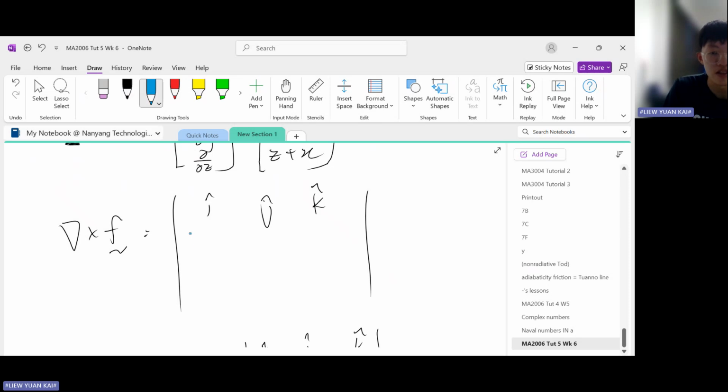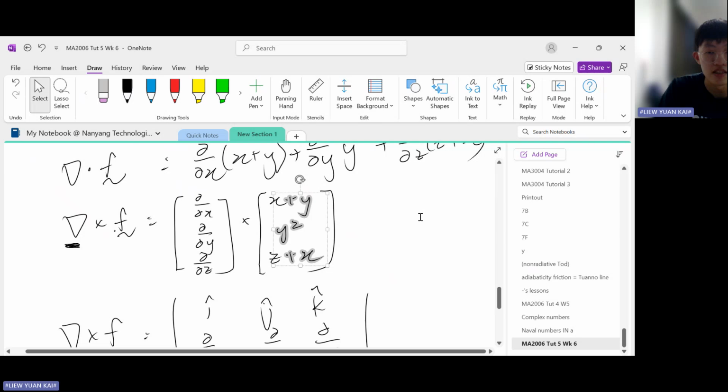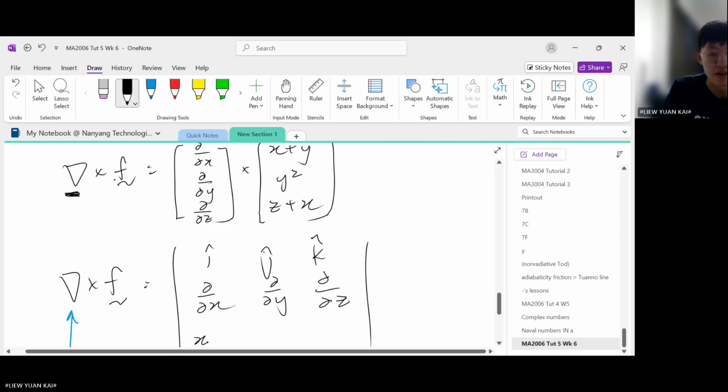So the first row here contains entries of the first vector. Here our first vector is this one, right? So the entries of the Nabla vector are partial x, partial y, partial z. Then the entries of the f function will be this: x plus y squared, z plus x. So this is what you mean by Nabla cross a vector function.